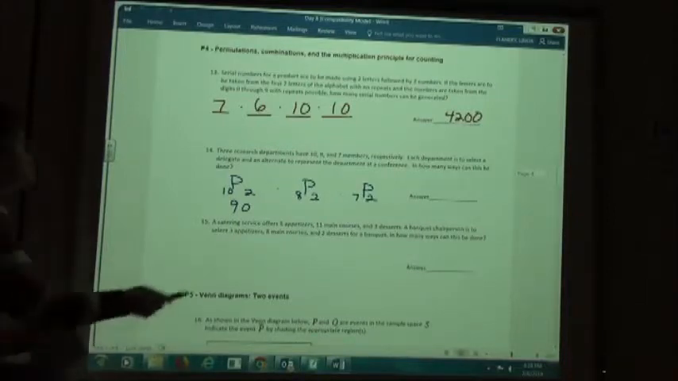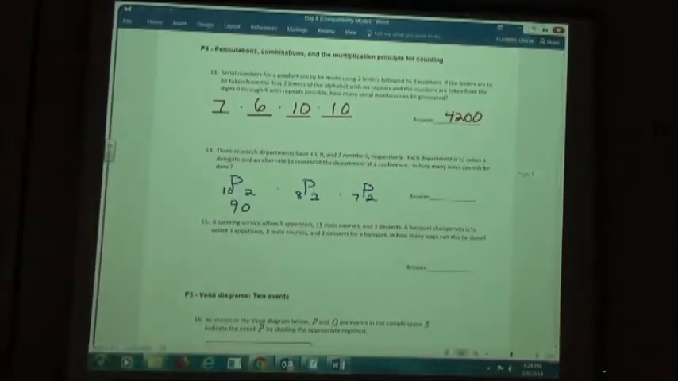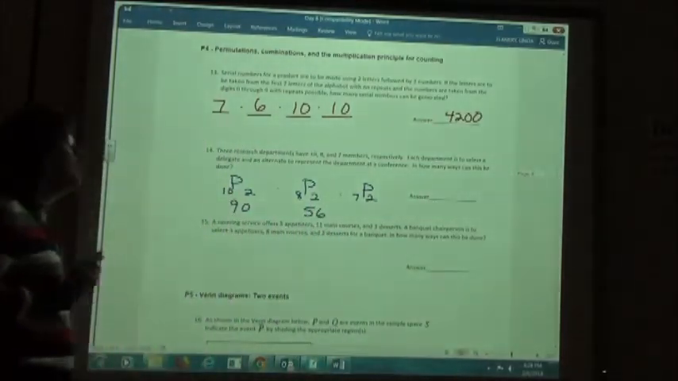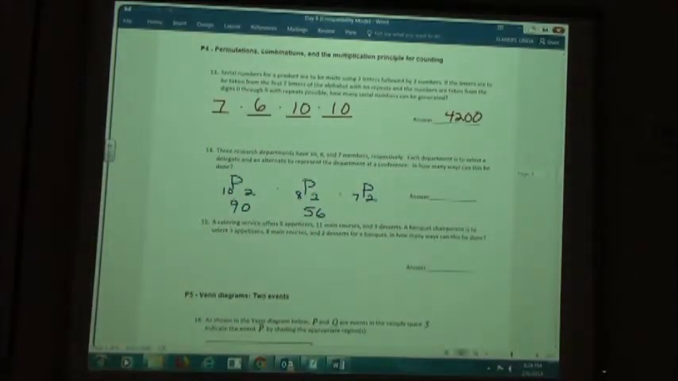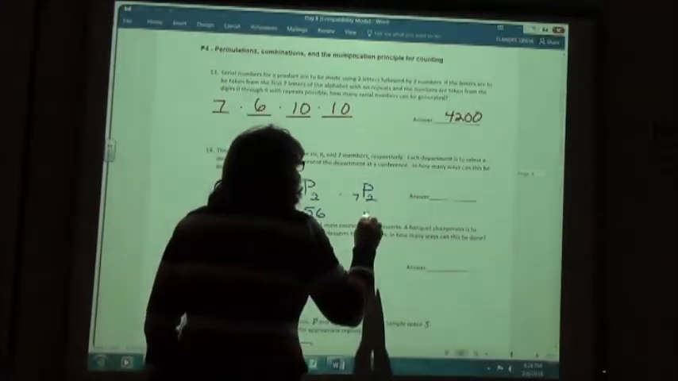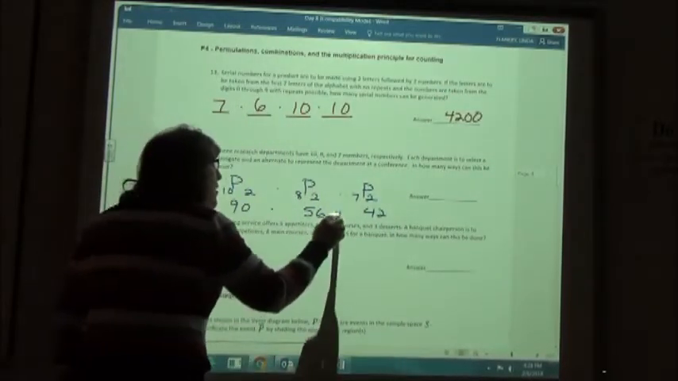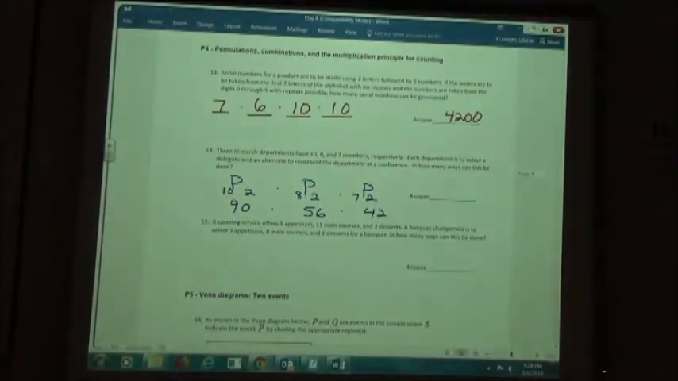The second one, we're doing a permutation of 8 total people. We're going to take 2 out of that 8. 56. The third one, we're going to have 7 people, and again, we're taking 2. 42. So now, based on our fundamental counting principle, or the multiplication principle for counting, I'm going to take my 90 times my 56 times my 42.